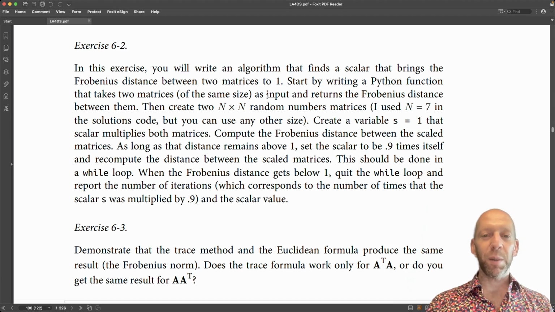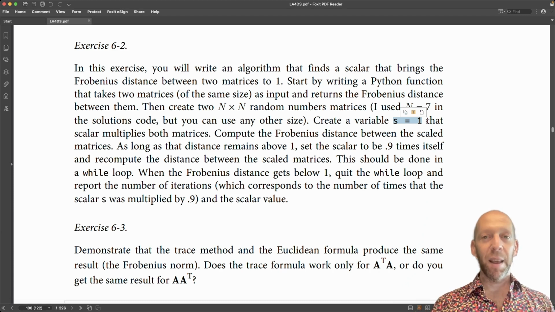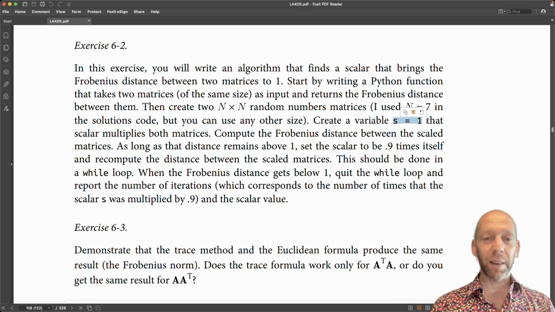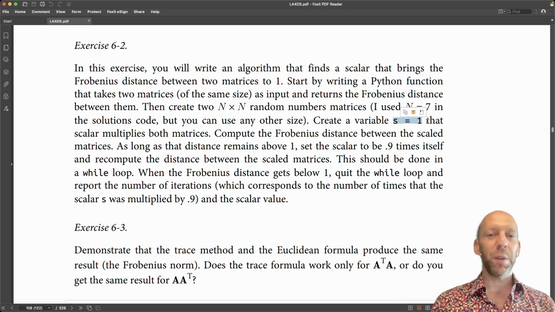And we're going to do this by starting off with two random matrices, 7 by 7 square matrices, and then we create some variable s, that is a scalar. We scalar multiply both matrices, and then basically we want to knock down that scalar until the matrices are closer and closer together. They get close enough to each other that the Frobenius distance between the two matrices is close to 1. Doesn't need to be exactly 1.